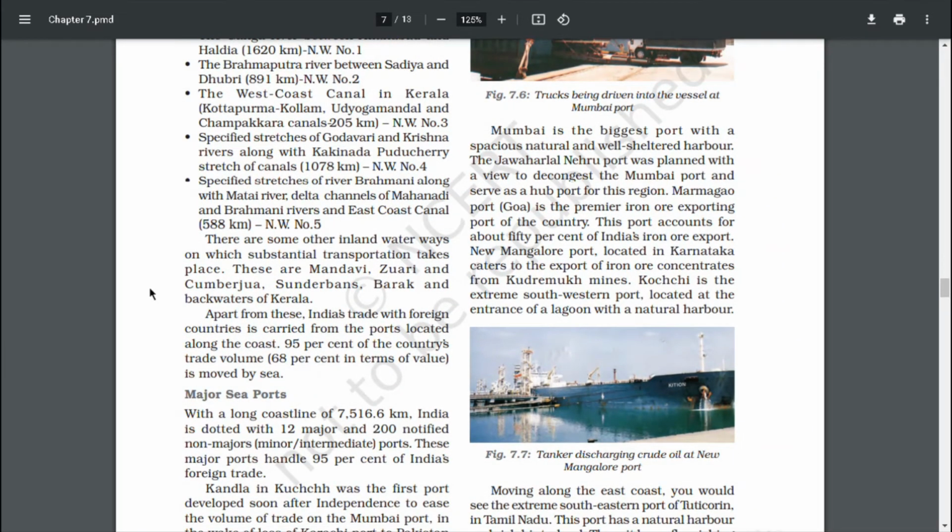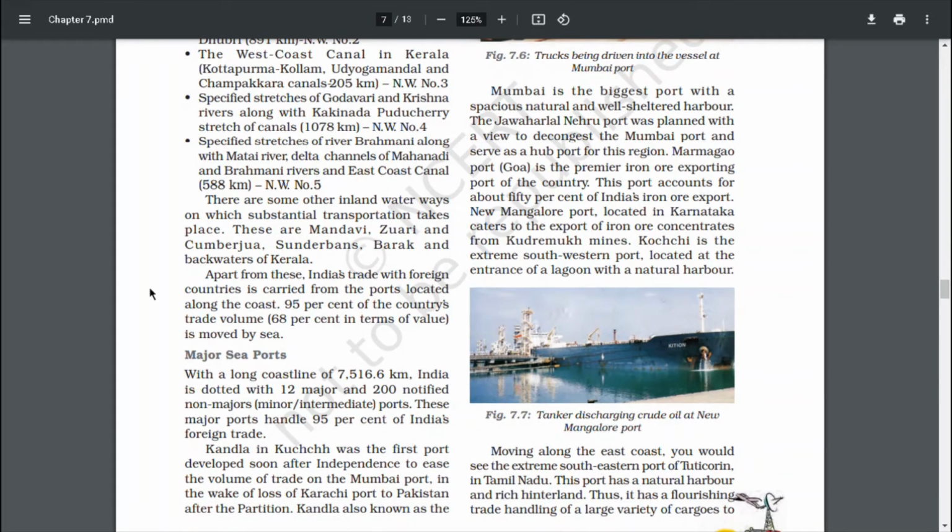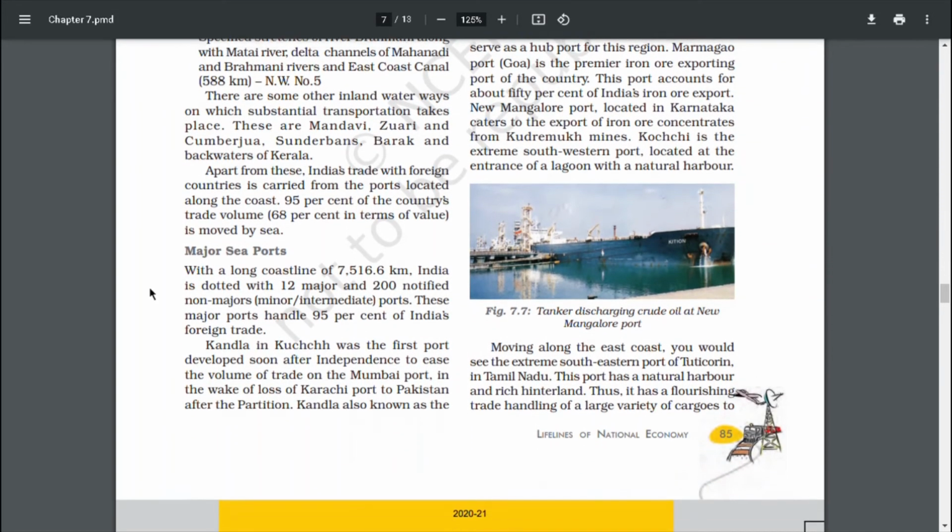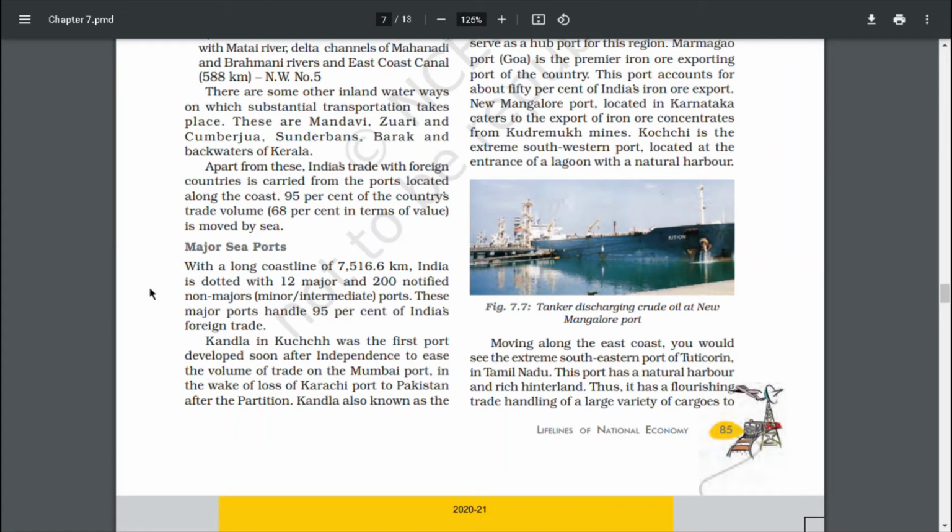Mumbai is the biggest port with a spacious, natural, and well-sheltered harbour. The Jawaharlal Nehru Port was planned with a view to decongest the Mumbai port and serve as a hub port for this region. Marmagao Port, Goa, is the premier iron ore exporting port of the country. This port accounts for about 50% of India's iron ore export. New Mangalore Port, located in Karnataka, caters to the export of iron ore concentrates from Kudremukh mines.